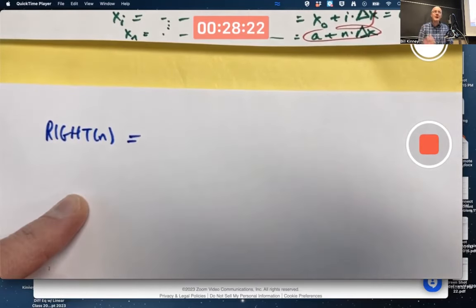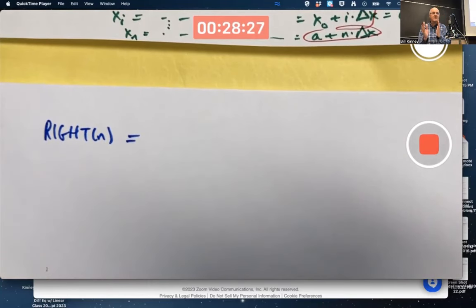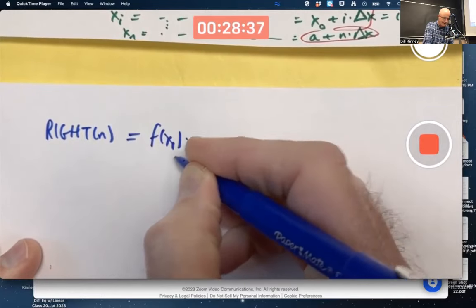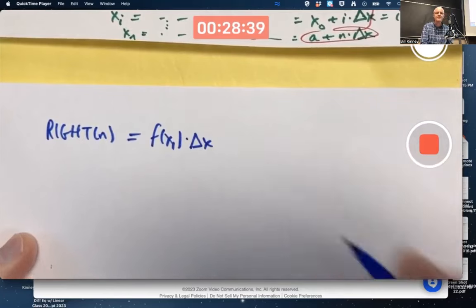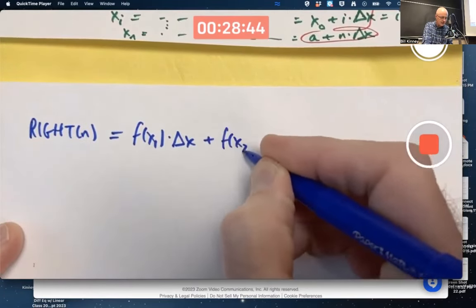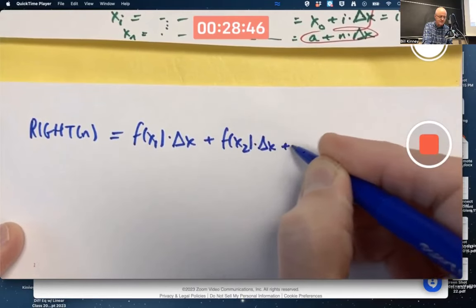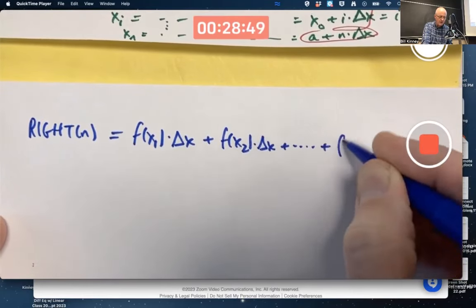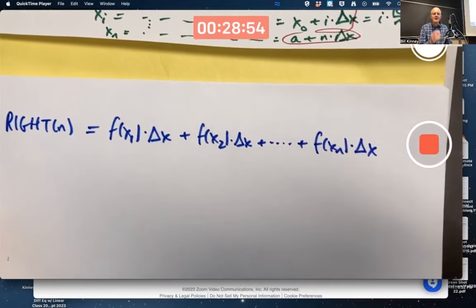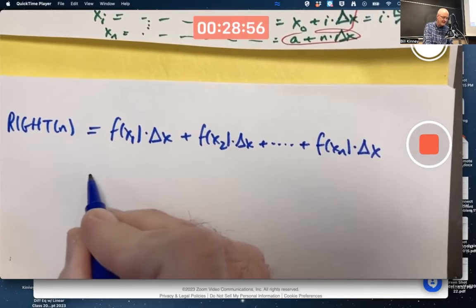If you write it without a summation sign, what's the right endpoint of the very first interval? The first subinterval goes from x0 to x1. The right endpoint's x1. F of x1, that's the height of the rectangle times delta x. The next rectangle has a height f of x2 times delta x. I'm writing down a general formula in this case, but we will simplify it for our example. That's a right-hand sum with n subintervals.